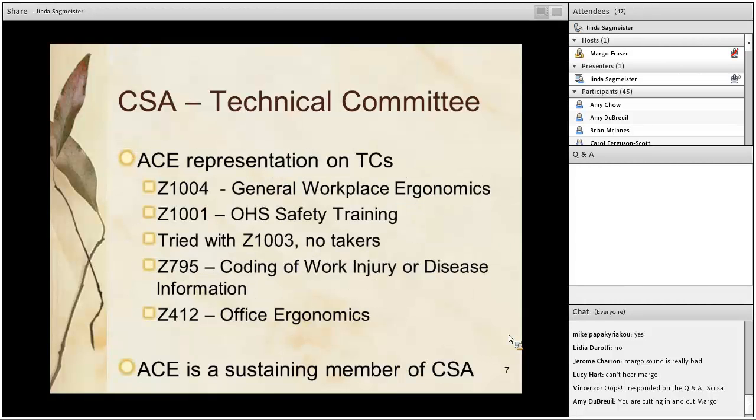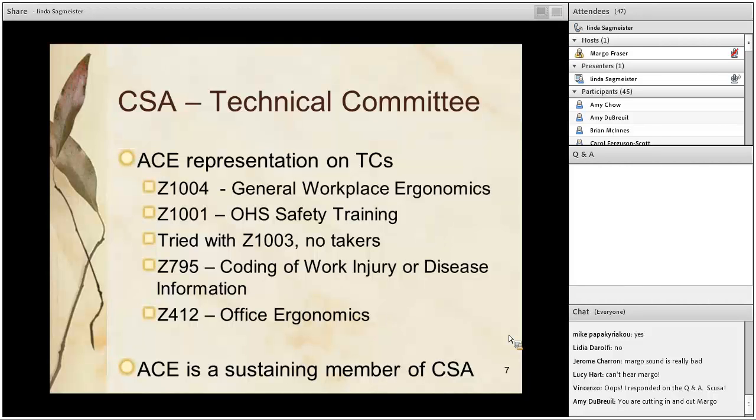So the next thing I just wanted to let you know is that in terms of ACE's relationship with CSA technical committees, we have actually had people on technical committees for some time, but for many years it was unofficial. What I mean by that is that people who were members of ACE found themselves on these committees for one reason or another. Myself, it was because my employer had asked me to be on it on behalf of them.